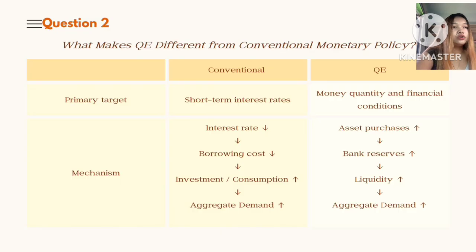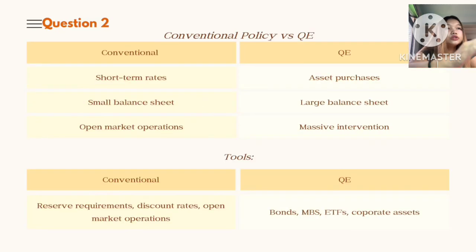Conventional policy is generally effective during normal economic periods, whereas QE is mainly implemented when the policy rates approach the zero lower bound and traditional tools become constrained. Therefore, conventional policy mainly changes the price of money, while QE primarily changes the quantity of liquidity and financial assets composition. The tools used under each framework also differ significantly.